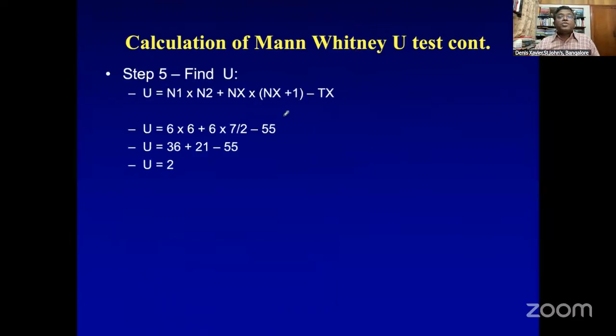Okay, so Mann-Whitney U test. So this is the U distribution. So we need to find U. The formula for U is here, up to here, minus TX. So we get 6 into 6 plus 6 into 7 by 2 minus 55. That's what we get, and U is 2.